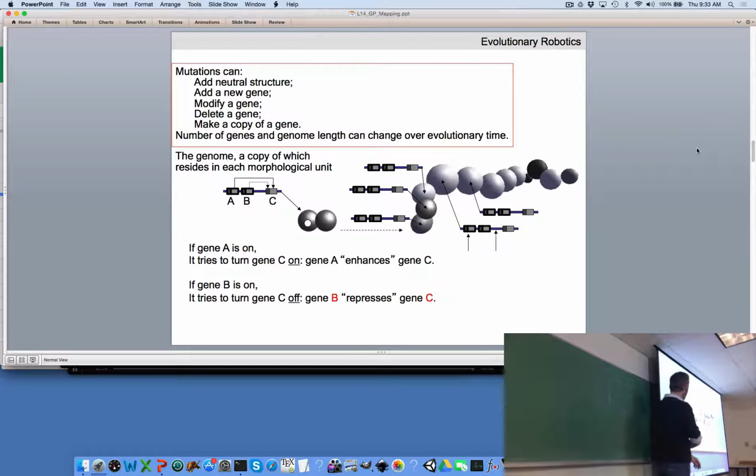Right? So what's really going on in this long string of numbers making up the genotype is the numbers are dictating which genes attach to which other genes. Do they try and enhance or turn on gene C? Do they try and repress or turn off gene C? Yes? Okay. Now, remember, we still have a string of numbers.